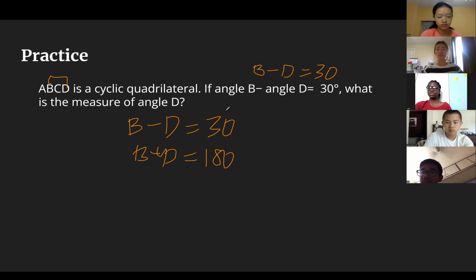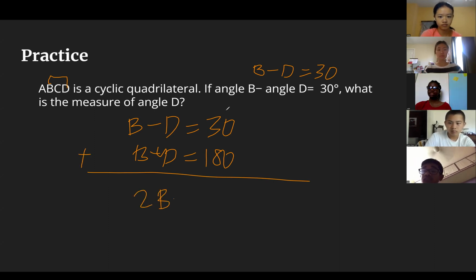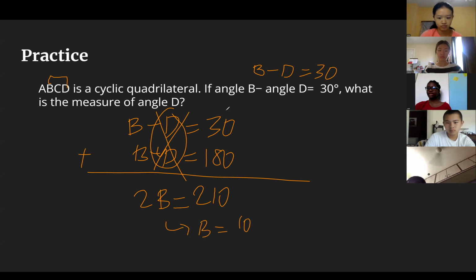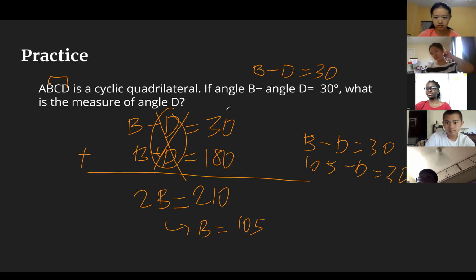And so for both of the equations, you add the equations together and you'll get 2B, and negative D plus D will be 0, so that will cancel out. And then 30 plus 180 equals 210. And so B would equal 105. And then you would have 105 minus D equals 30 from the original equation that was given. And then you subtract 105 on both sides to get D equals 75.